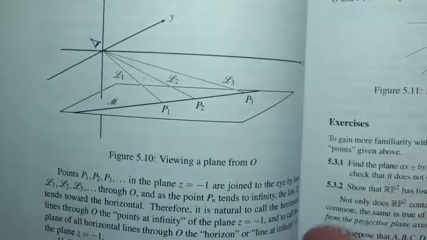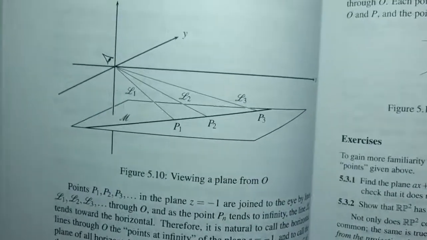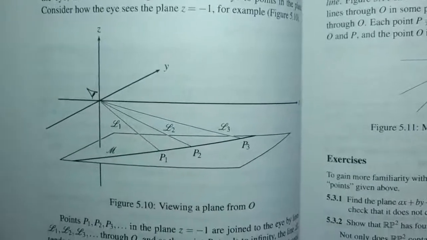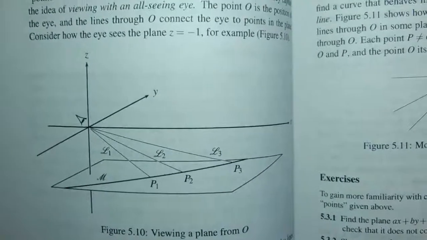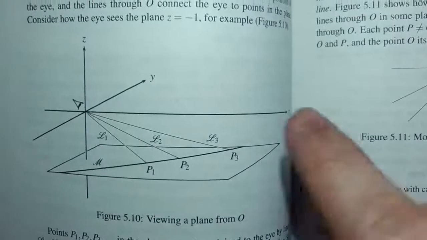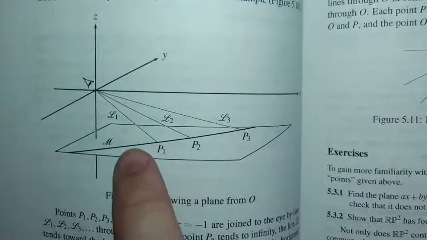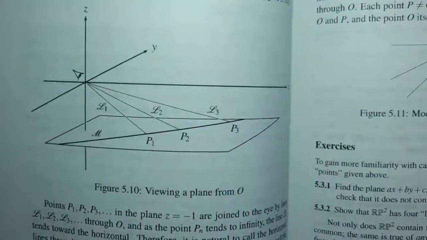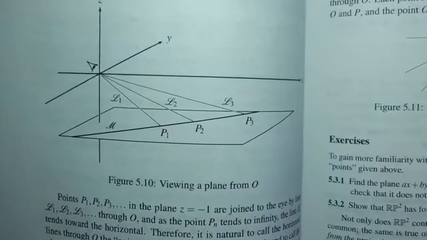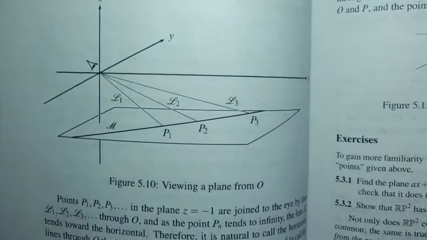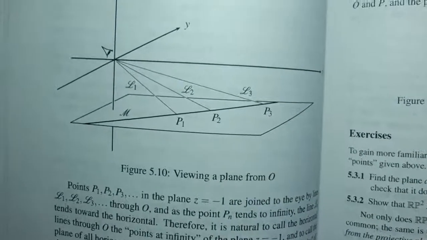And as these points tend off to infinity, what happens to these vision lines? Right, so as these points tend off to infinity, out and out and out, along this plane z equals -1, what happens to my vision lines? Well, they tend to be horizontal, right? They're becoming horizontal. Okay. And thus, the horizontal lines through the origin, since they are the things that these vision lines tend to, it makes sense to call horizontal lines through the origin the points at infinity for this plane. Okay. And thus the plane of all horizontal lines through the origin would be the horizon or the line of infinity for that plane. Okay.